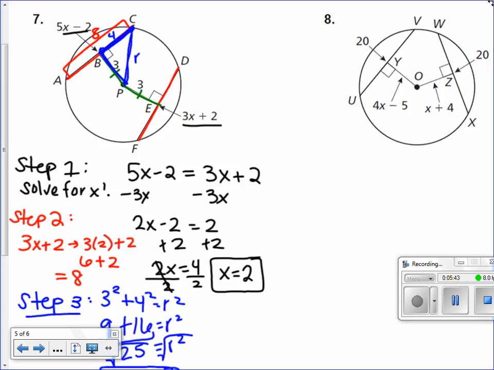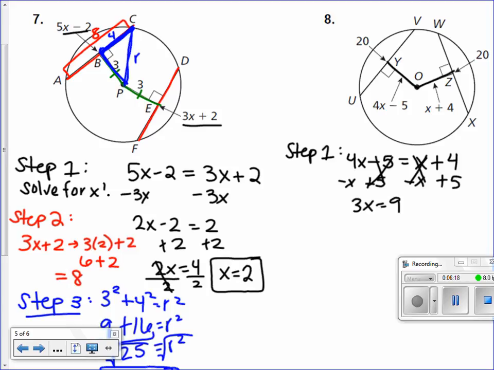Step 1 is to solve for x. So we're going to take that 4x minus 5 and set it equal to x plus 4. And solve. Okay, I'm going to do this in one step here. Minus x over, add 5. I end up with 3x equals 9. Divide by 3, and I get x equals 3.